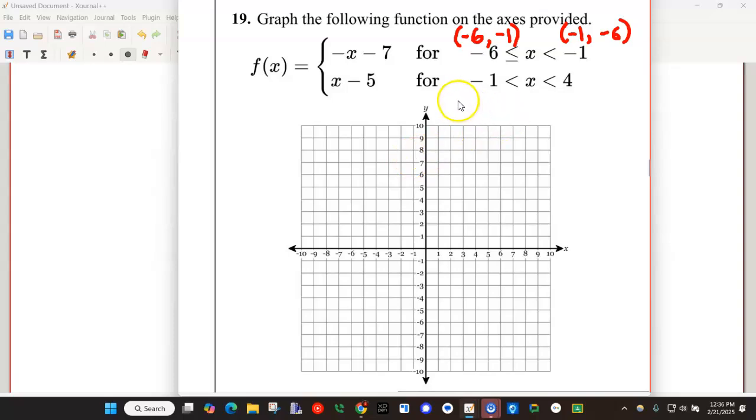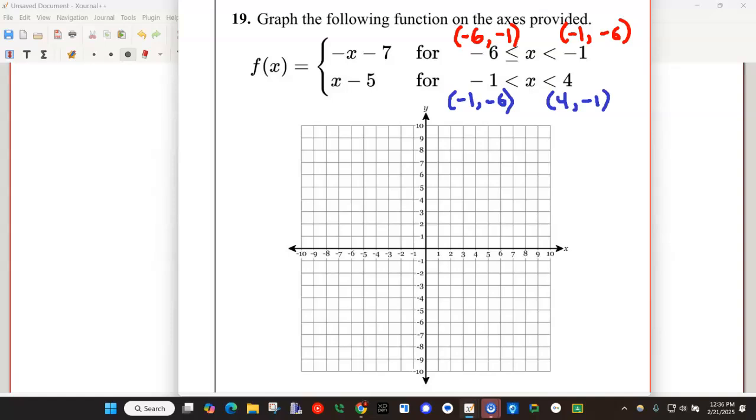And on the bottom, let's do a different color. Let's plug in -1. So we'll get -6. So they're going to be connected. You can see these two are the same. Now we got 4. Plug in 4. 4 minus 5 is -1. So -1 is in here.